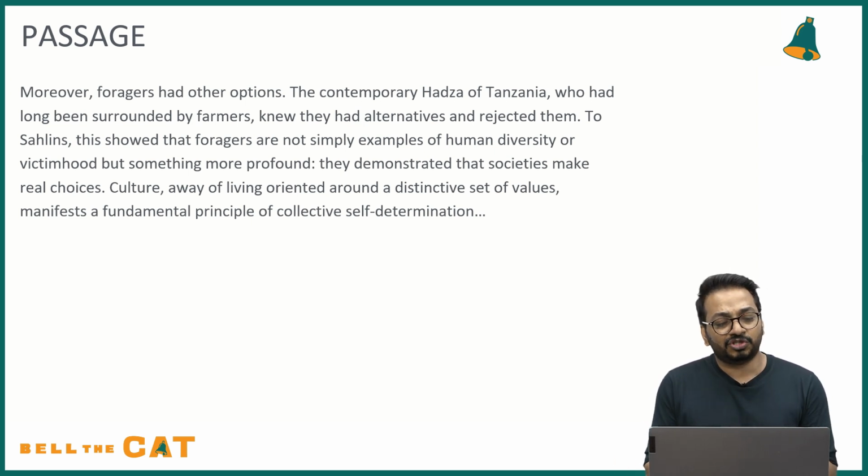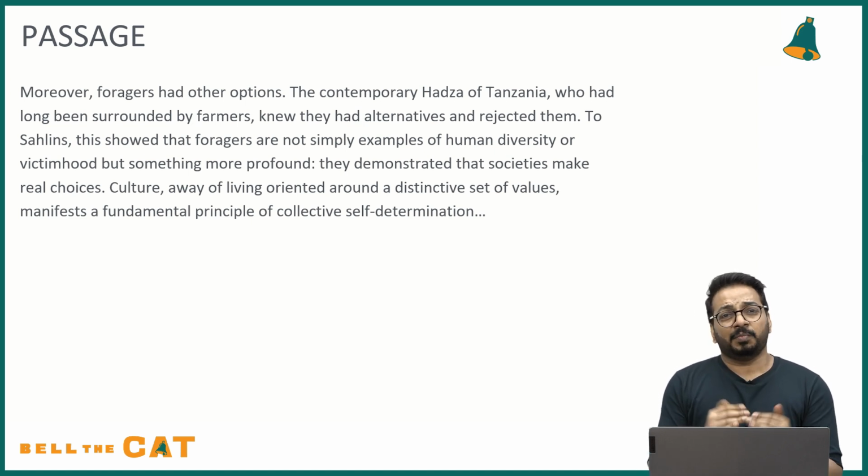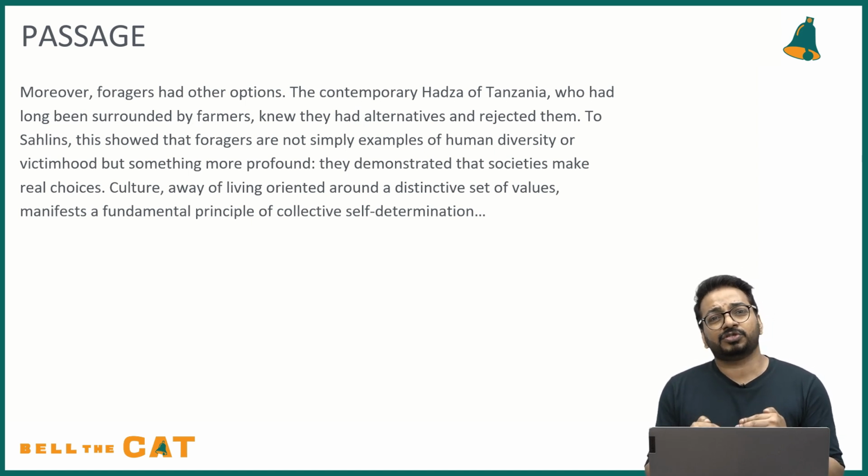To Sahlins, this showed that foragers are not simply examples of human diversity or victimhood, but something more profound. They demonstrated that societies make real choices. So what are they saying? It is not like these people were victims or just random, different sort of people who lived in a different time zone. No. Around them, they were surrounded by agricultural societies and they made a conscious choice to continue living by hunting and foraging. Right? So they made a real choice.